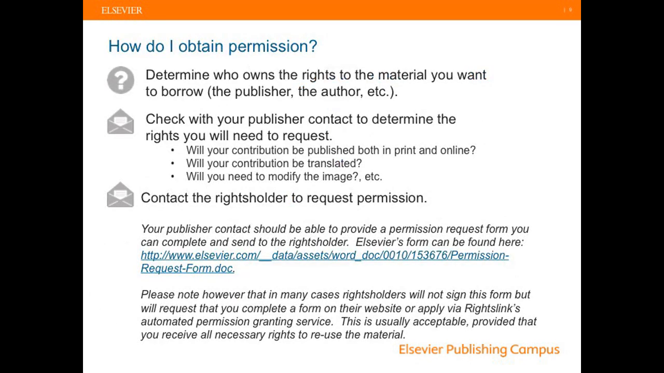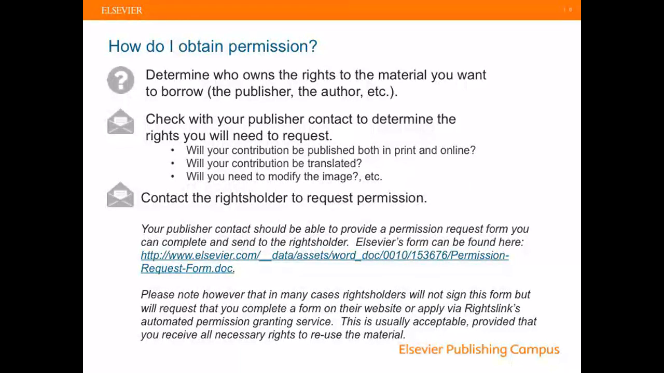In order to obtain permission, you will first need to determine who owns the rights to the material you want to borrow. In many cases, this is the publisher, but it may also be the author or a company or other party. Your publisher contact should be able to provide a form that you can complete and send to the rights holder that will outline the specific rights you'll need to request.